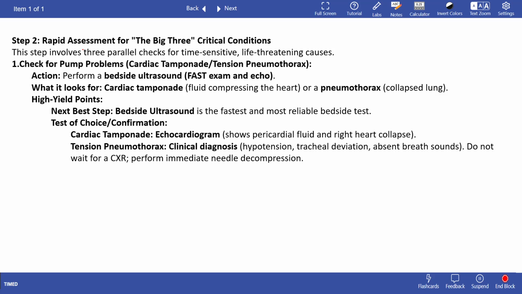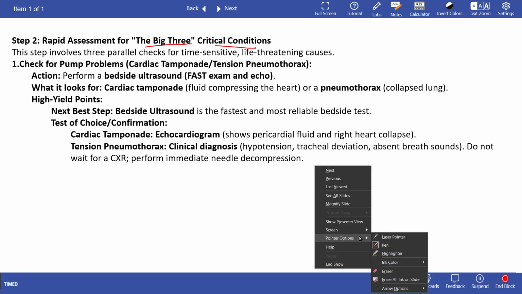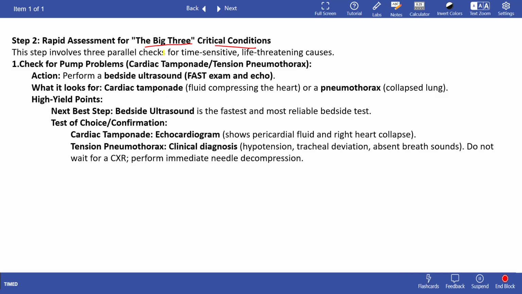Step two would be the rapid assessment for the big three critical conditions. Now, what are the big three critical conditions? The big three critical conditions are the conditions which are basically present in any emergency pulmonologic condition. You would have to remember the big three. Any case that is presented to you with an acute presentation or in an emergency setting, you would have to keep the big three in mind. What are the big three?